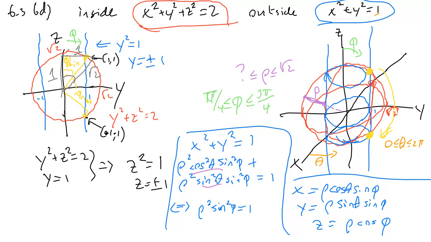Yes, so that's good. Okay, and remember what we're trying to do is find the lower bound for rho. So that means we have to take our equation and make rho the subject of the equation. Well, that's easy because we see that rho squared is 1 over sine squared, so rho is going to be 1 over sine phi. So that's going to be the lower bound.